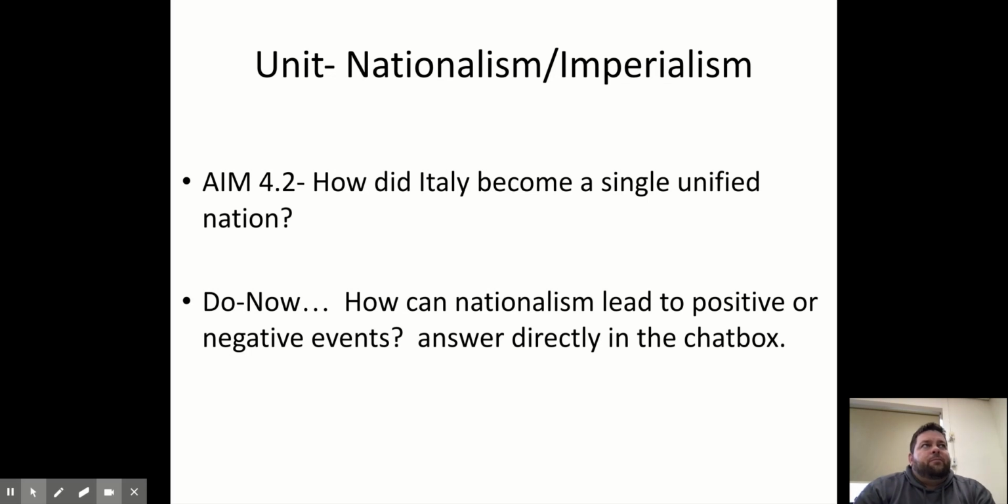All right, so AIM 4.2, we did an intro to nationalism yesterday. We talked about its potential impacts, and today we will take a look at how Italy becomes a single unified nation and how nationalism plays a part in that process.